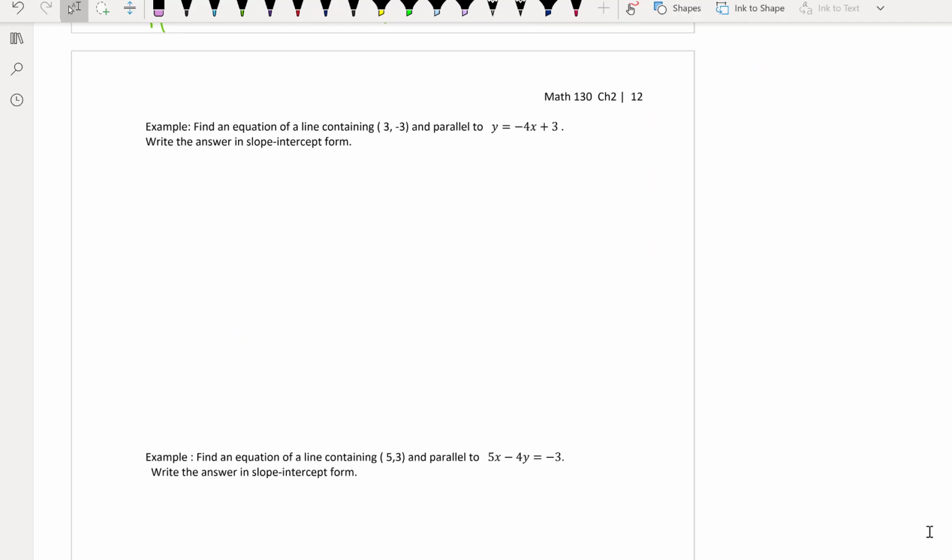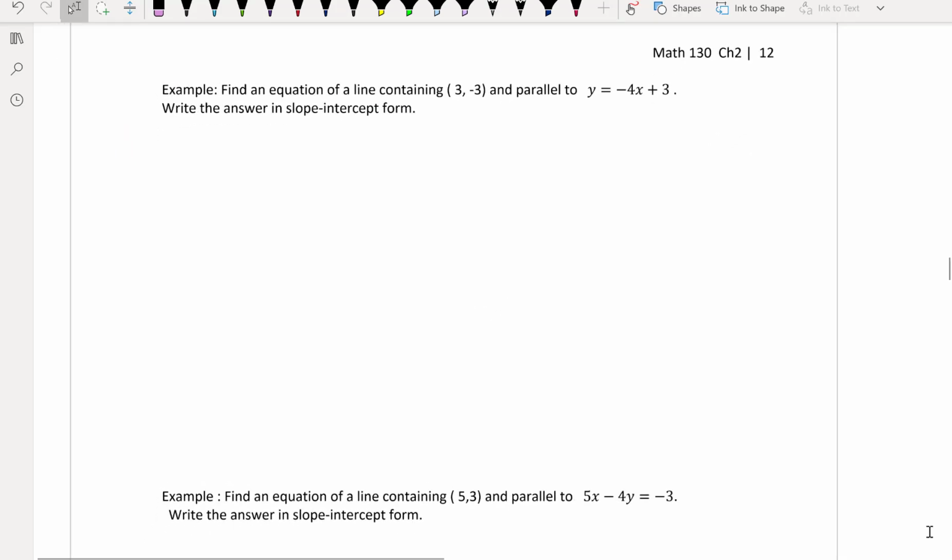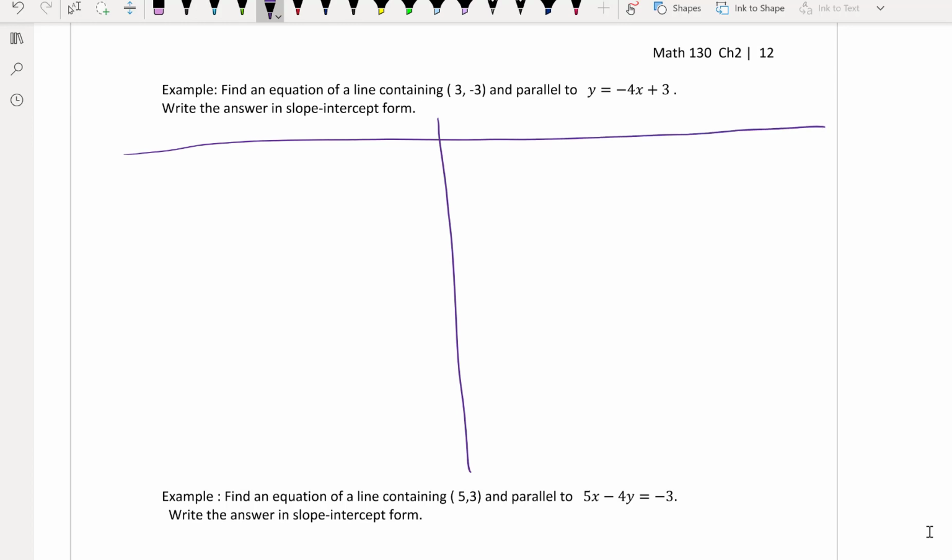Okay, so let's think about this. For this example, it says find an equation of a line containing this point and is parallel to this line. So I'm going to go ahead and split my work. I know that part 1 is to find the slope, and I know that part 2 is to find my b value, just like we were doing before.